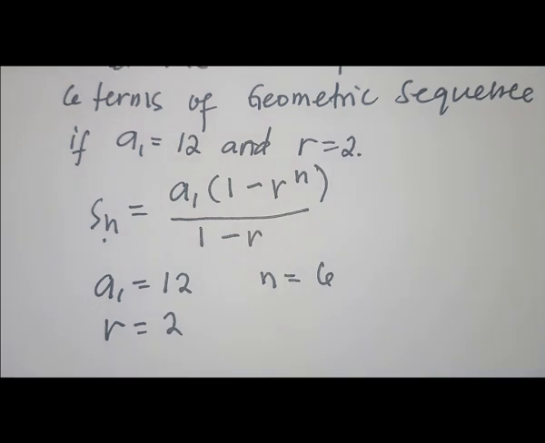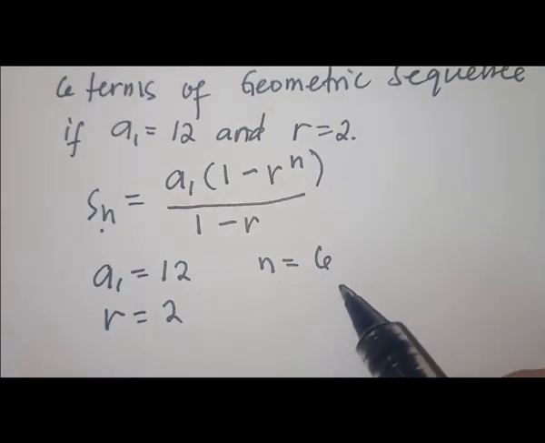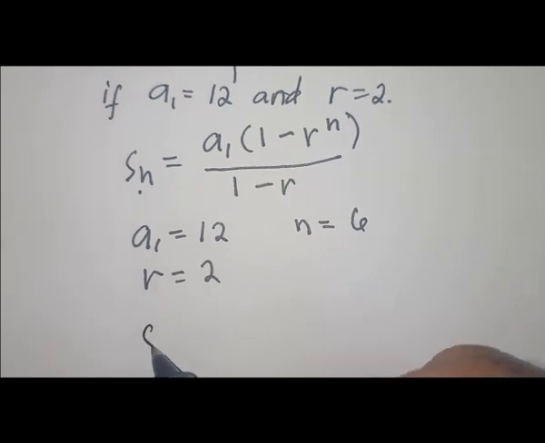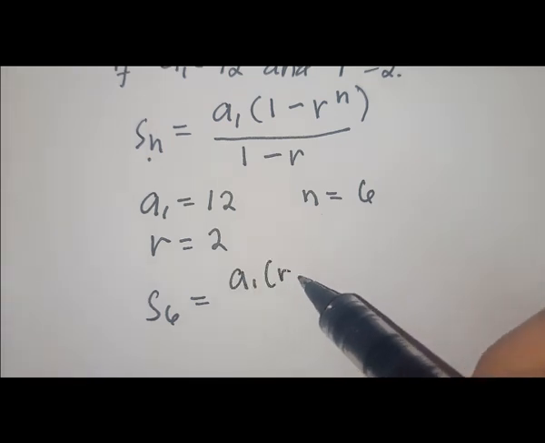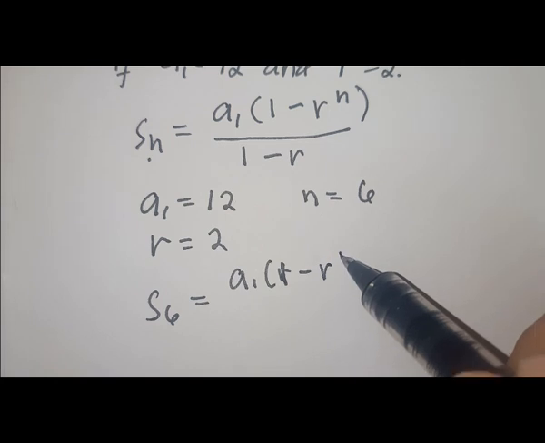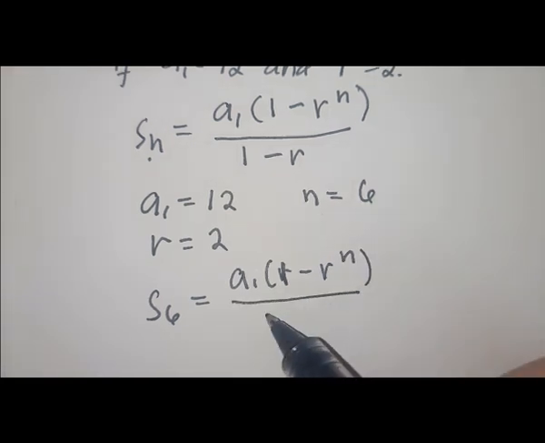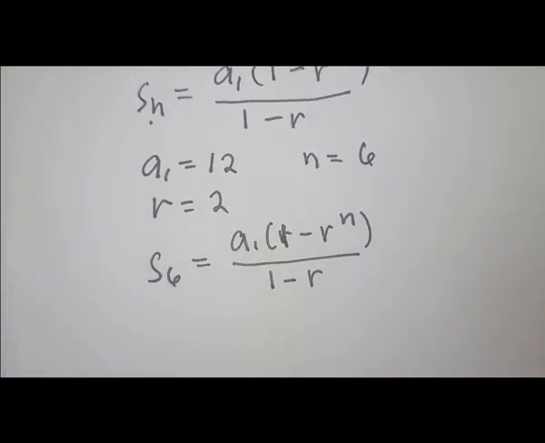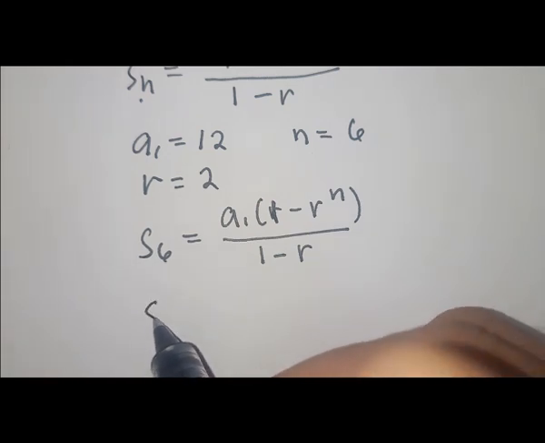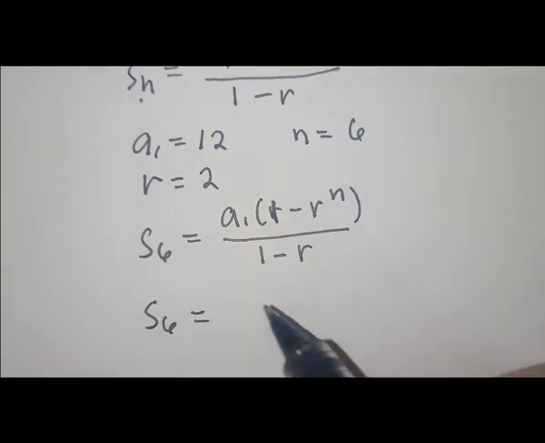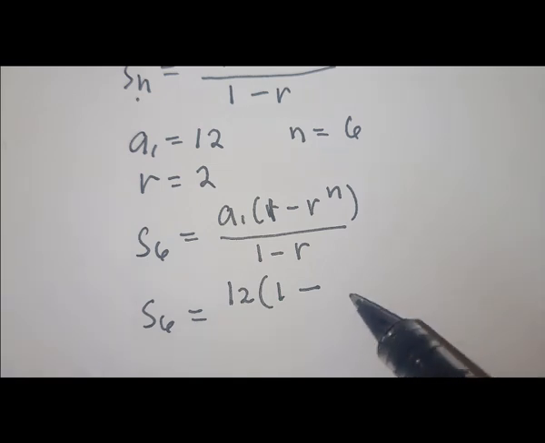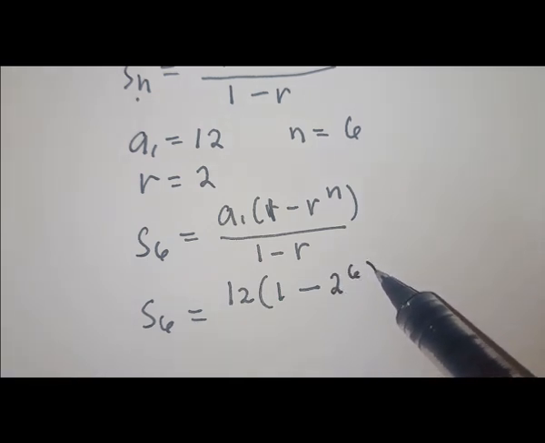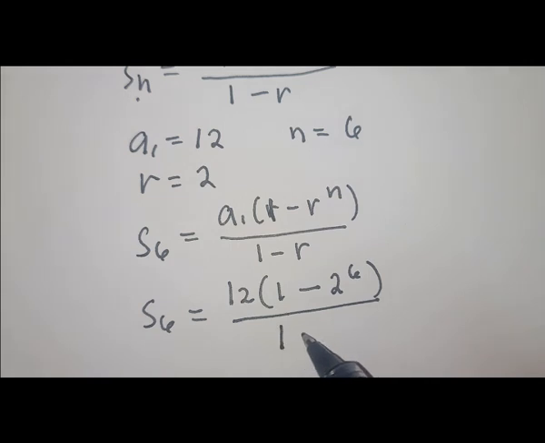Now, let us rewrite our equation. Since n is 6, the equation will be S sub 6 is equal to a sub 1 times 1 minus r raised to n divided by 1 minus r. Then, substitute the corresponding values. You have S sub 6 is equal to 12 times 1 minus 2 raised to 6, divided by 1 minus 2.